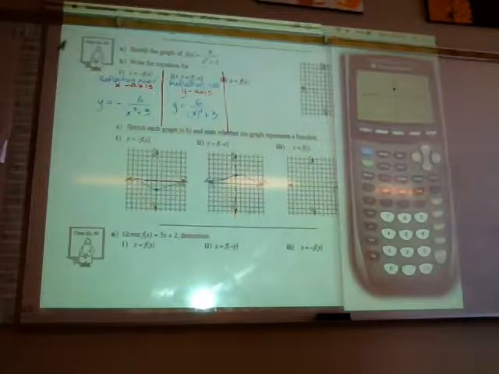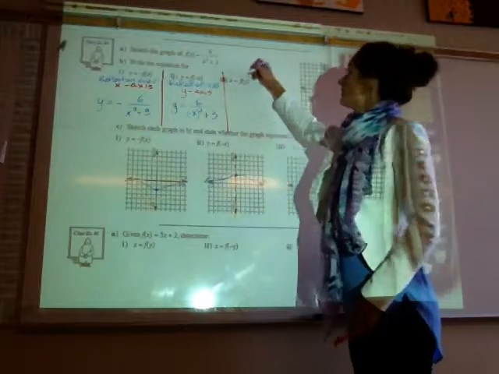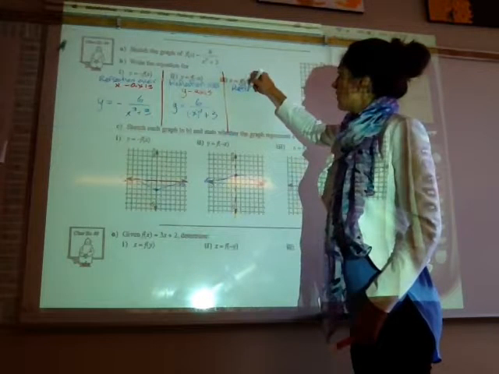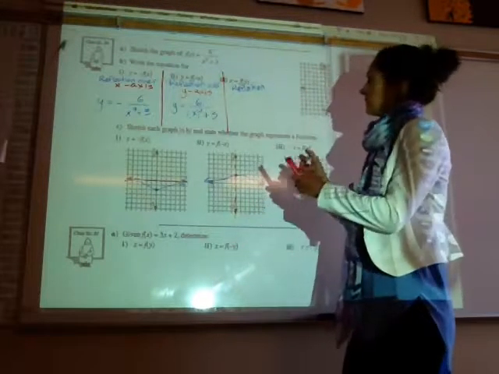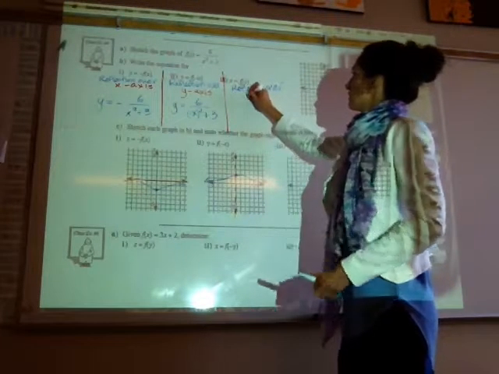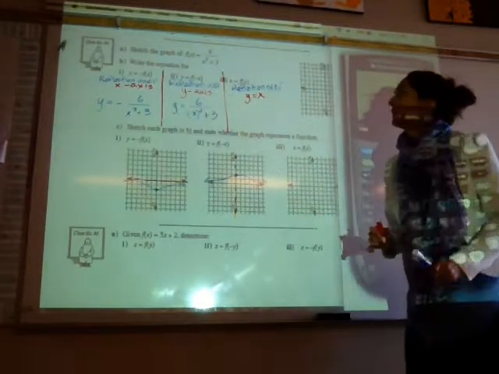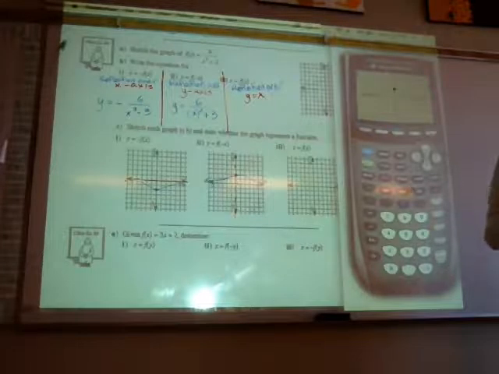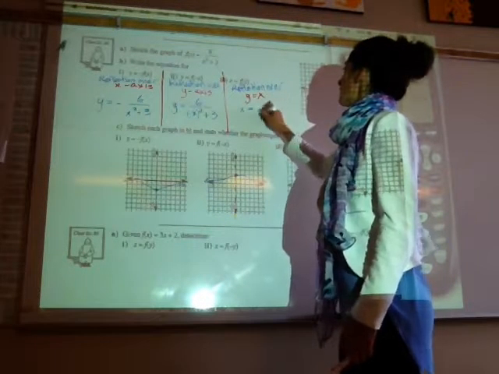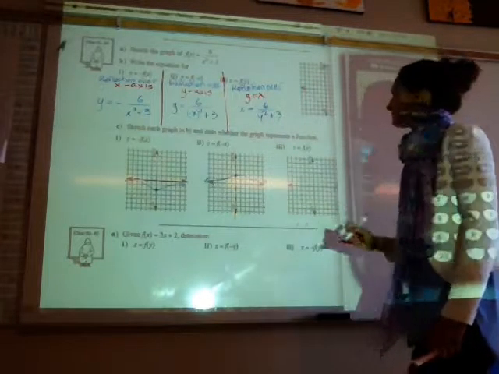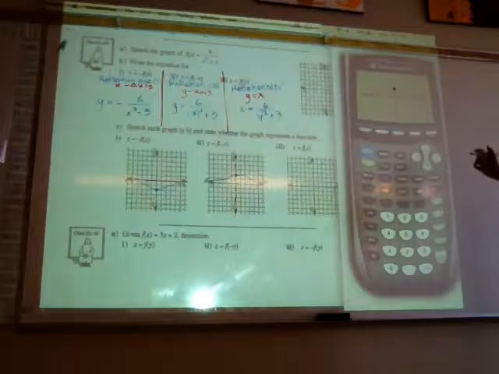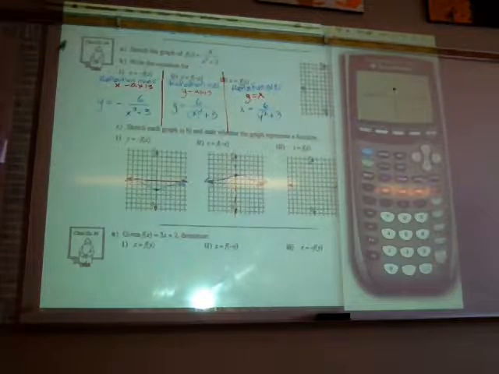Lastly, we need to find the inverse. That's going to be a reflection over the line y equals x. In that case, we switch the x and the y. So we get x equals 6 over y squared plus 3. And then we need to solve for y. So I'll just put that work over here. Let's see a bit better.